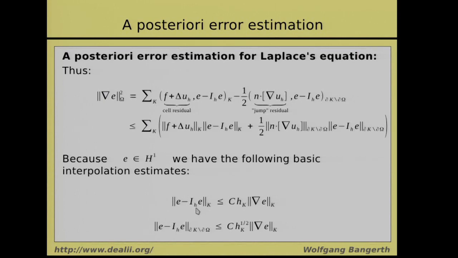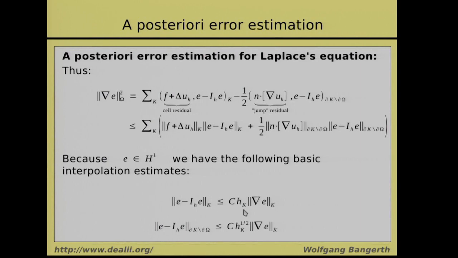Take an H1 function, subtract from it the interpolant, you're going to get something that is proportional to h_K times the gradient of e on the cell. And I can do similar arguments if I just have a function and I subtract from it its interpolant and I measure this on a face. I'm also going to get something small, like h to the 1/2, so the mesh size to the 1/2 times the gradient. And this 1/2, just like the power of h here, is really just something that comes from the domain over which I integrate.